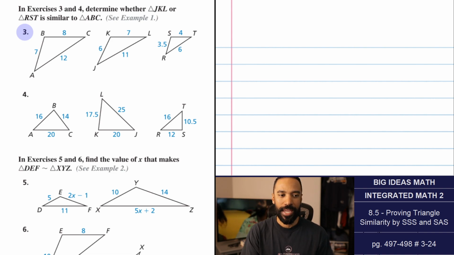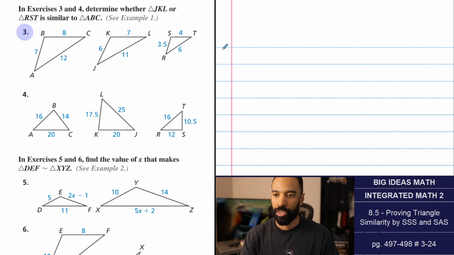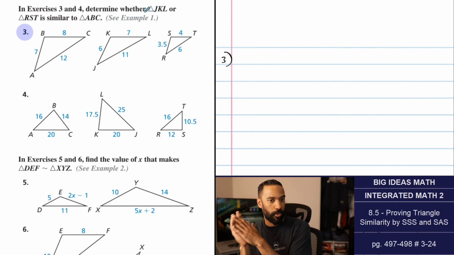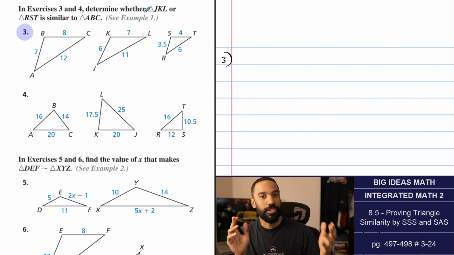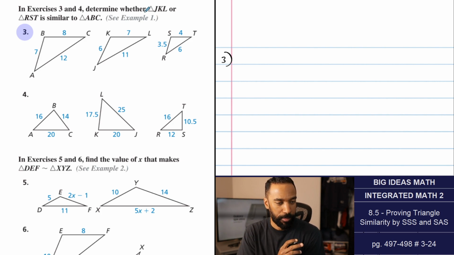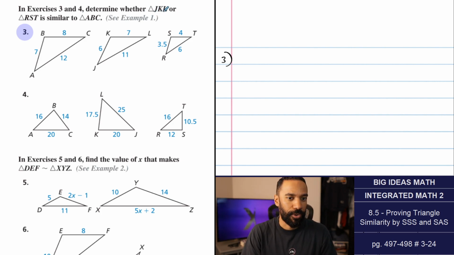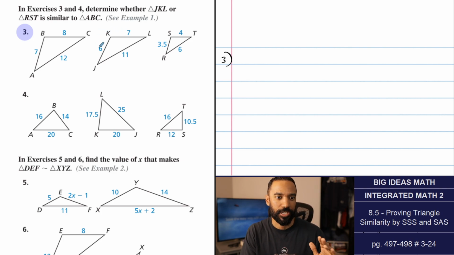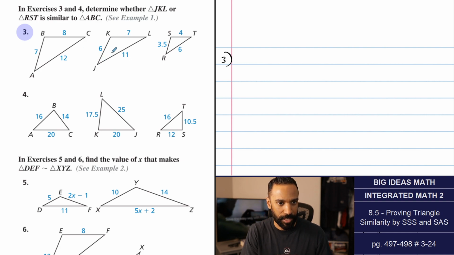In exercises 3 and 4, determine whether, now we kind of just did this in the first set, but determine whether triangle JKL or triangle RST is similar to triangle ABC. So on number 3, again, we're comparing side length. Well, you see things that are proportional. You see things that should correspond if proportional. You also see the letter order, JKL and RST. So side lengths need no comparison as like shortest side, shortest side. Let's just look at the ones on the left side and things like that. The way that they drew them is the way that they line up.